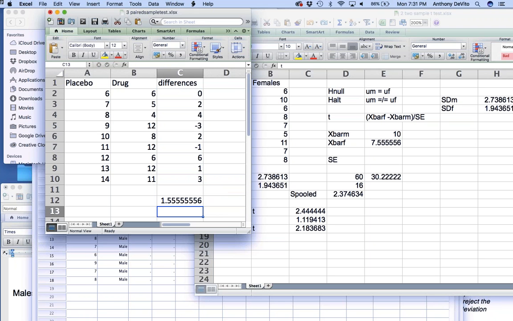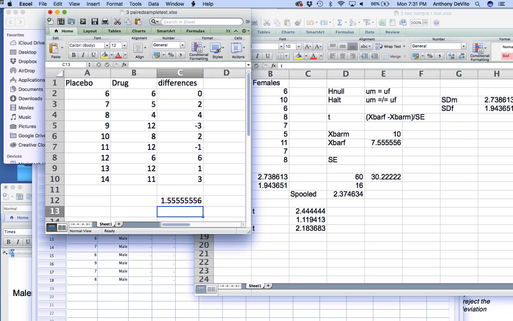So the average is equal to 1.55. It looks like I could have had that minus that, so I could have changed it back and forth, but that's okay. The deal here is, is that a big enough number for me to say that the drug and the placebo have a different result?